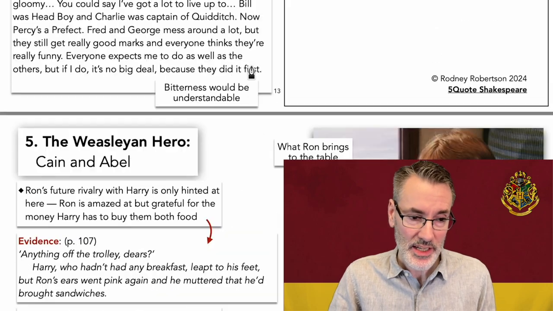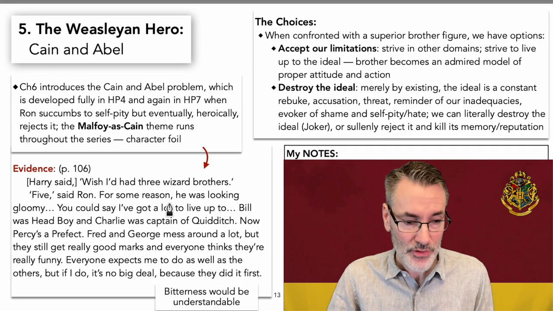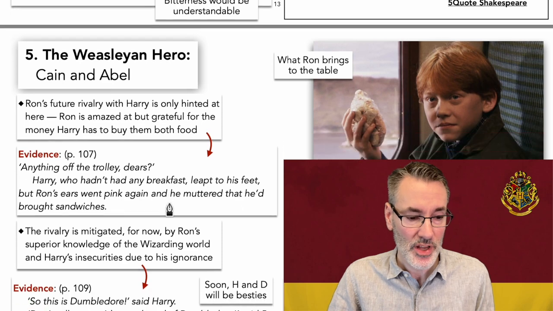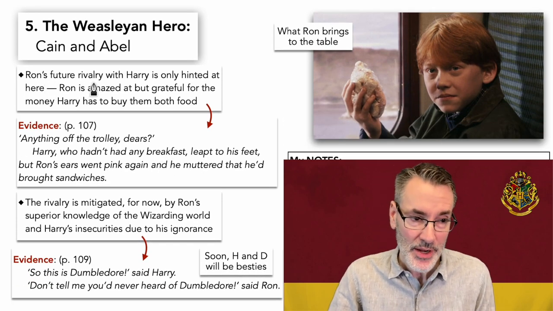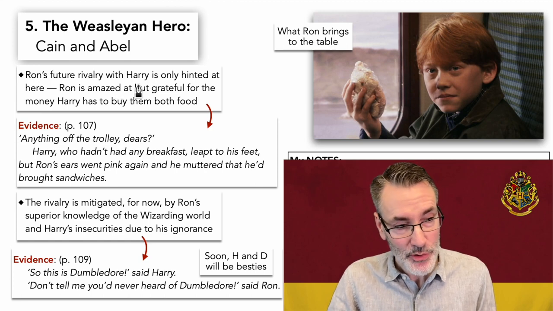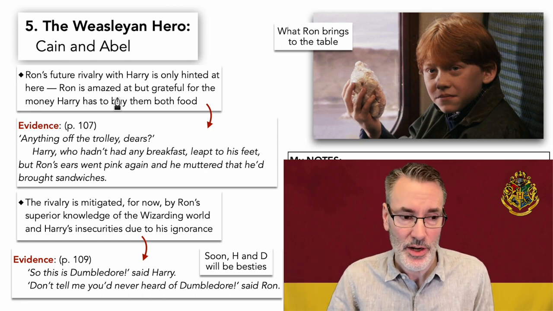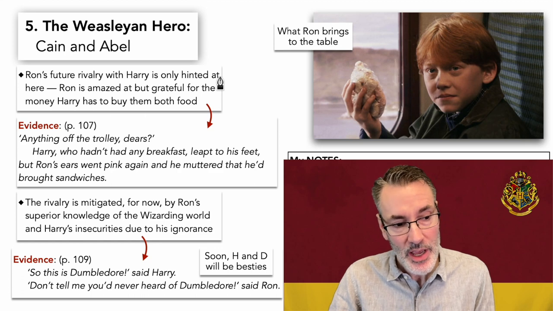Not so Ron Weasley. Okay, so that's vis-a-vis his brothers. Here's the rivalry he's got going on with his brothers, and here's the Cain and Abel rivalry that is introduced here with Harry. So Ron's future rivalry with Harry is only hinted at. Ron is amazed but grateful for the money Harry has to buy food.